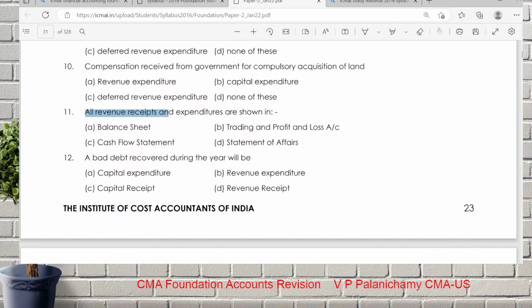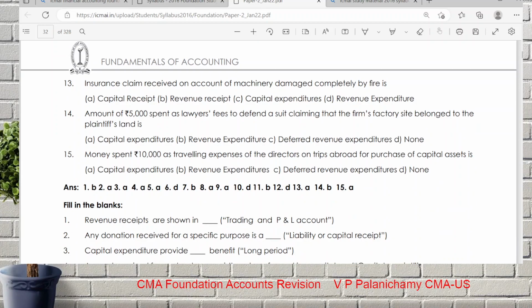All revenue receipts and expenditures are shown in trading P&L account. Bad debts recovered during the year is a revenue receipt. Then insurance claims received on account of machinery damaged. Are you getting for stock or for machine? Machinery, na, the capital receipt. Capital receipt.